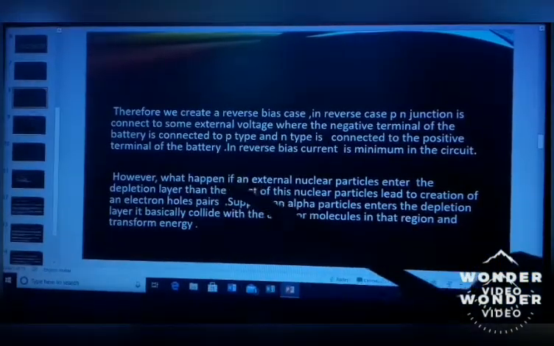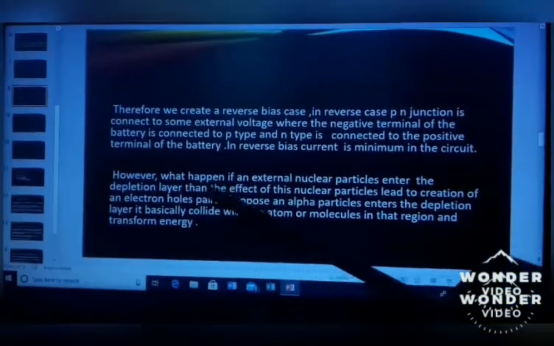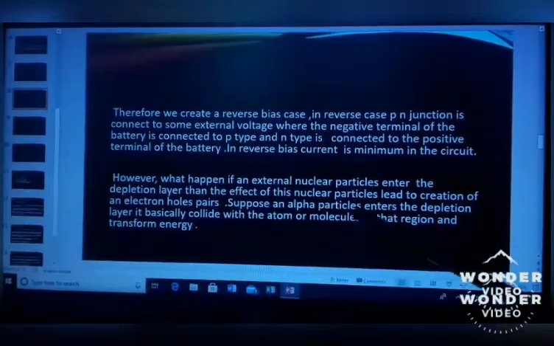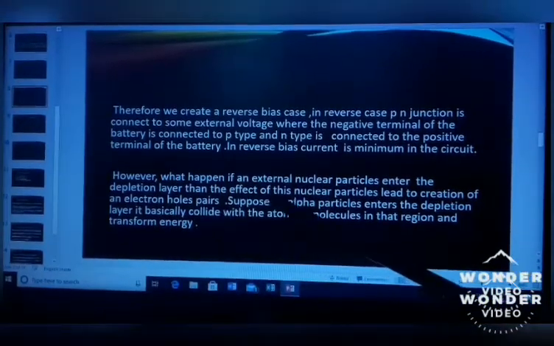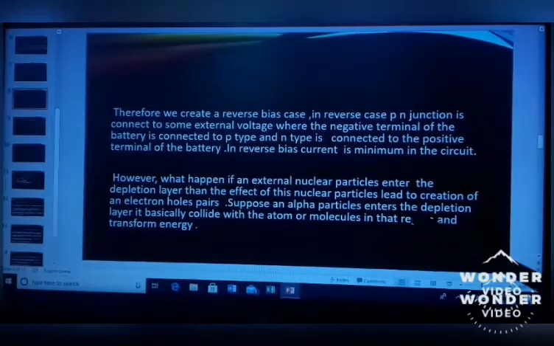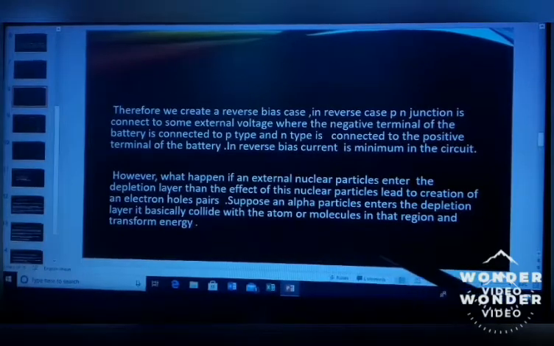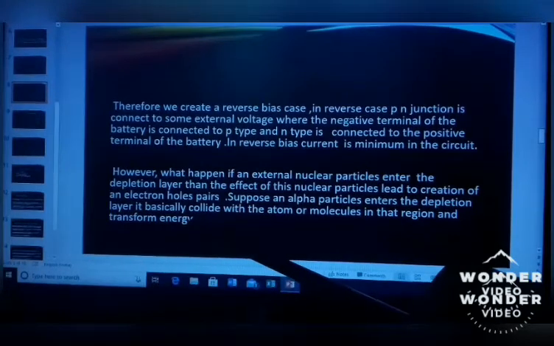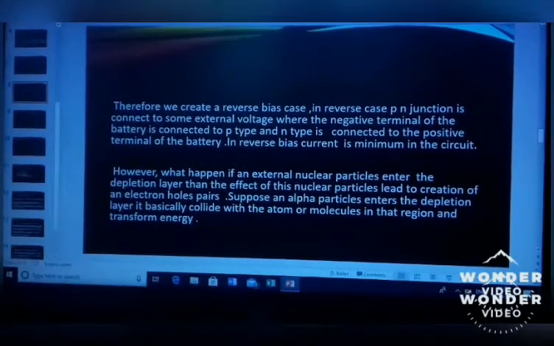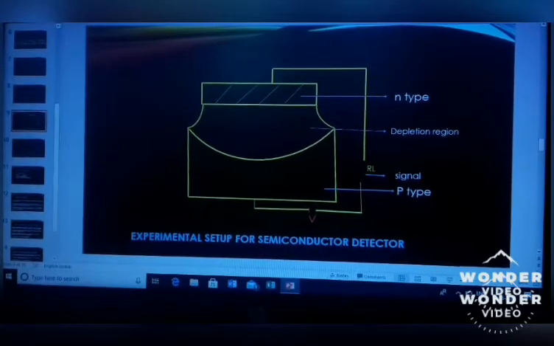However, what happens if an external nuclear particle enters the depletion layer? Then the effect of this particle leads to creation of an electron-hole pair. Suppose an alpha particle enters the depletion layer, it collides with the atoms or molecules in that region and transfers energy. So this is the experimental setup for a semiconductor detector.